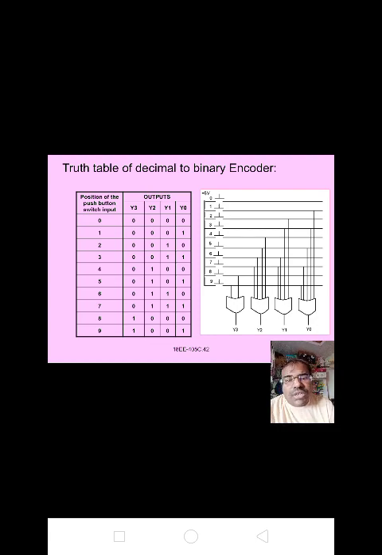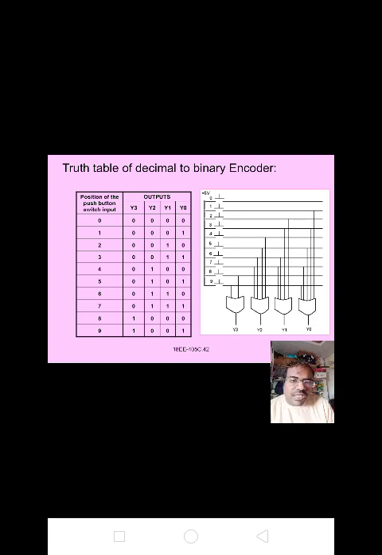For 0, it is 0, 0, 0, 0. For 1, 0, 0, 0, 1. For 2, 0, 0, 1, 0. For 3, 0, 0, 1, 1. For 4, 0, 1, 0, 0. For 5, 0, 1, 0, 1.